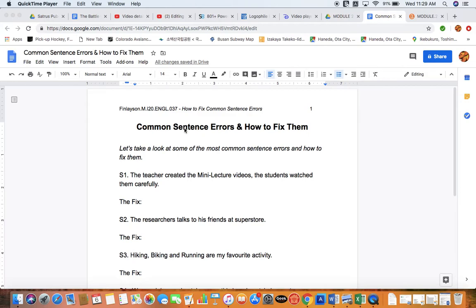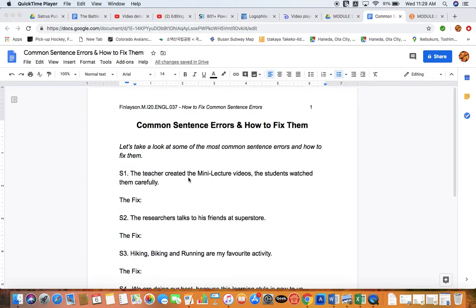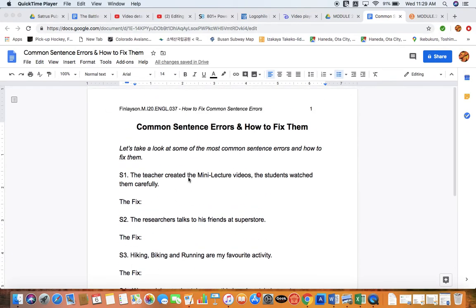So this mini lecture is going to be looking at common sentence errors and how to fix them. You can see I've got five sentences here, and within each of these sentences there's some type of error that needs to be fixed. So let's take a look at some of the most common sentence errors and how to fix them.